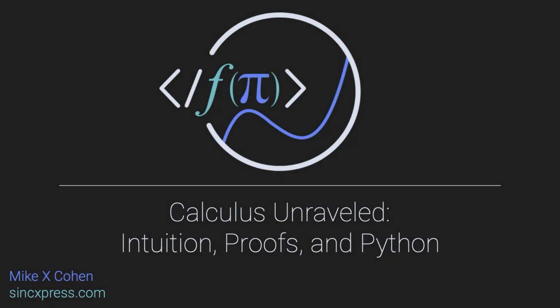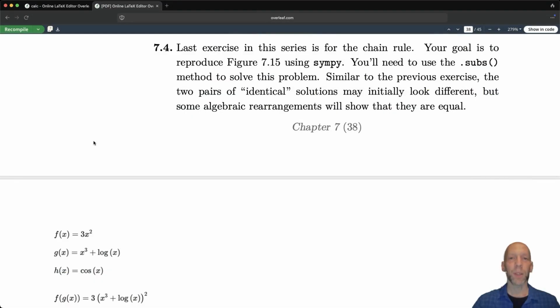Here we are in exercise 4 of chapter 7. So in the previous 3 exercises, we used SymPy to investigate the product rule and the quotient rule and addition, which just shows the linearity of differentiation. And now in this exercise, this is the last one in this series of confirming the rules of differentiation, we are going to focus on the chain rule.